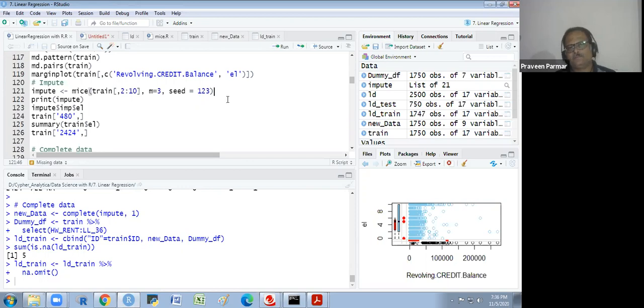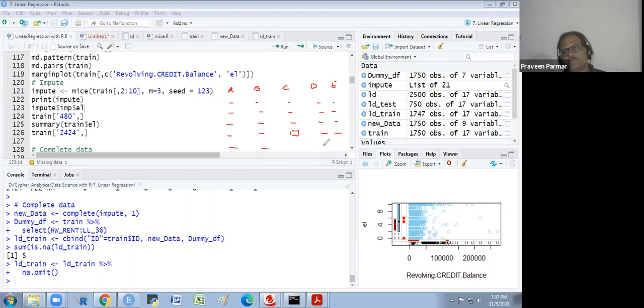suppose I have columns A, B, C, D, and E. Here I have some values, all values I am getting here. Here also I am getting some values. Here also getting all values. Here I am getting some missing values, and in some other columns also I am getting some missing values here.